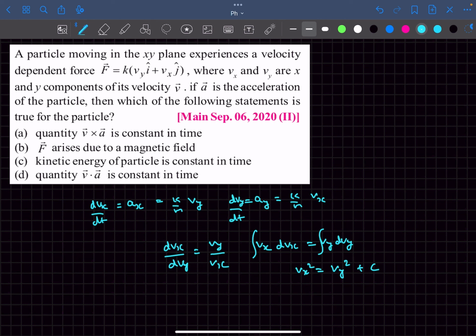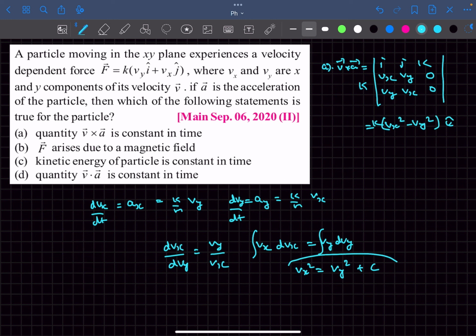Now going back to option A, if I try to find v cross A, v is going to be (vx, vy, 0), and the acceleration will have some constant k, it'll be (vy, vx, 0). If I try to solve this, it'll come out to be vx squared minus vy squared times a constant. From here we can see that vx squared minus vy squared is some constant, so this turns out to be another constant. So option A is correct.